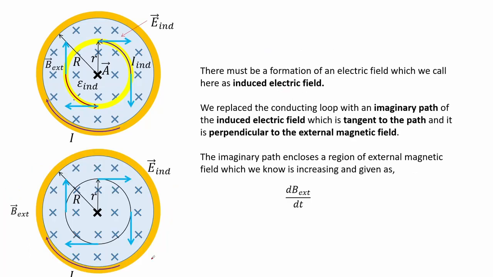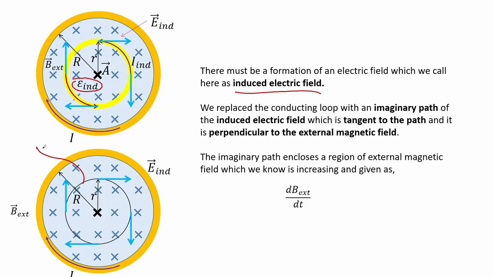Before the presence of changing flux there was no movement of charges, but after a short period of time it generated an induced EMF and induced current in the wire loop. This tells us that there must be a formation of an electric field, which we call here an induced electric field. Removing the conducting loop, the induced electric field would still be present. We replace the conducting loop with an imaginary path of the induced electric field, which is tangent to the path and perpendicular to the external magnetic field.